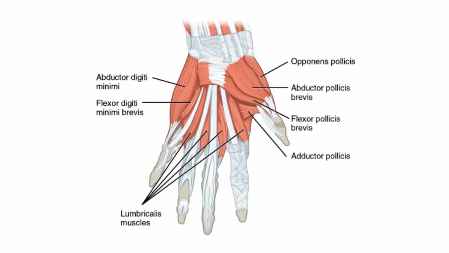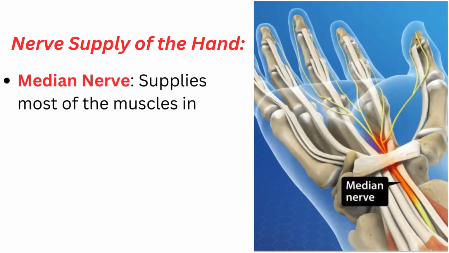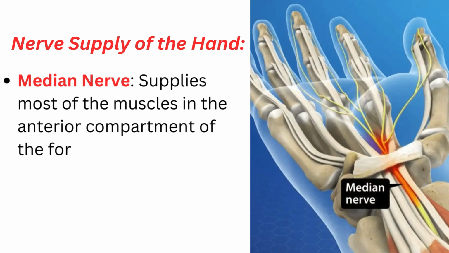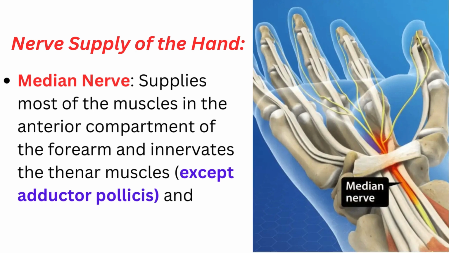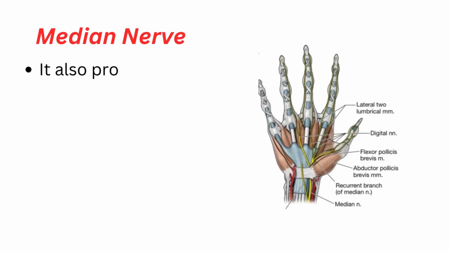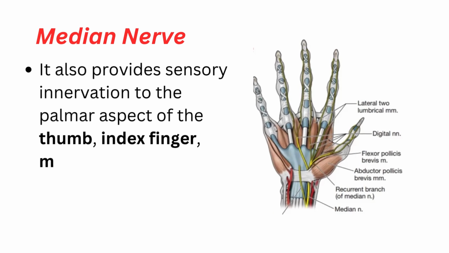Nerve supply of the hand. Median nerve supplies most of the muscles in the anterior compartment of the forearm and innervates the thenar muscles, except adductor pollicis and the first 2 lumbricals. It also provides sensory innervation to the palmar aspect of the thumb, index finger, middle finger, and half of the ring finger.